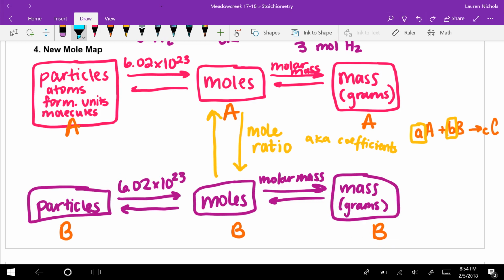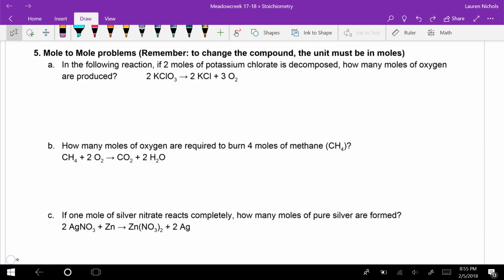So we're going to use this mole map in order to do our stoichiometry problems. Now, remember, if you're in CP, I will give you the mole map. If you're in honors, you kind of have to know it yourself, so I recommend making sure you practice writing it. So let's go to the next page and look at some practice.